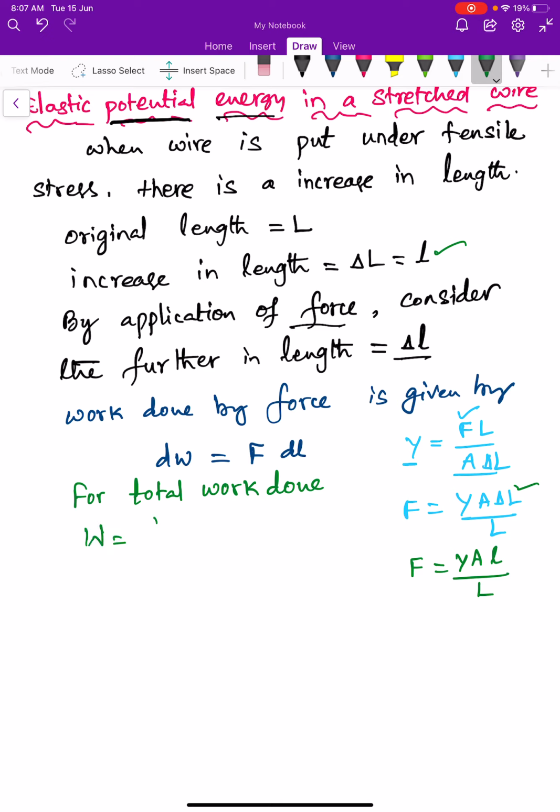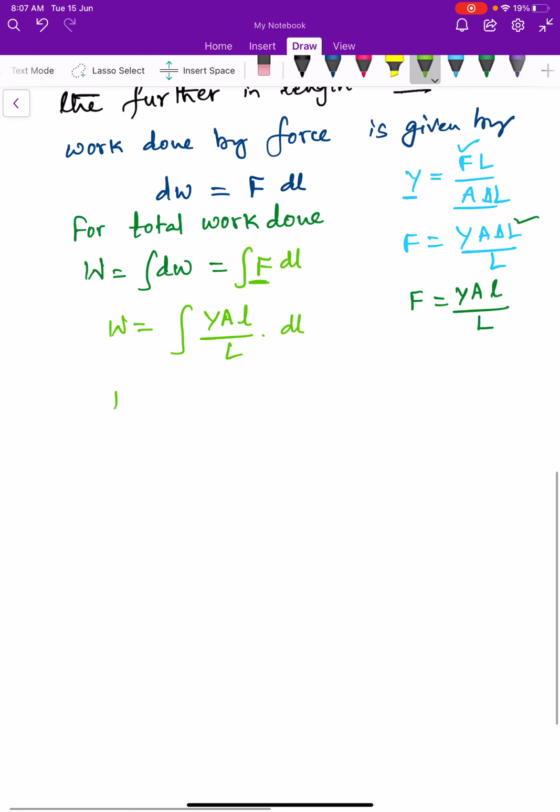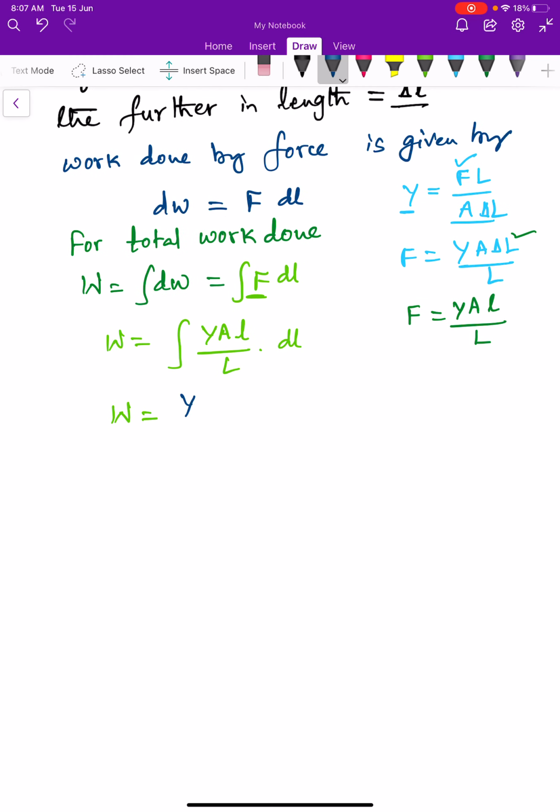So complete work done equals integral dW, that is equal to integral F dl. Here work done equals integral of, what is force here? YA small l divided by capital L into dl. Young's modulus is constant for a given material, so I am taking it as common. Area is also constant. Length is also constant. The remaining thing is l dl, with l changing from 0 to L.